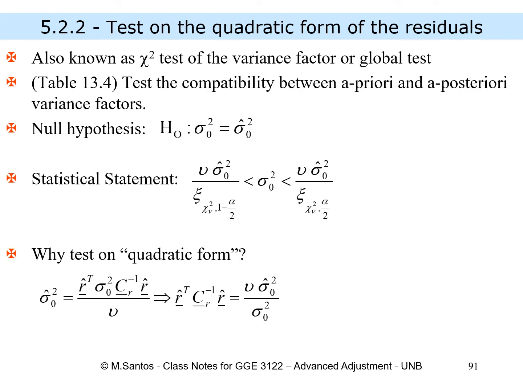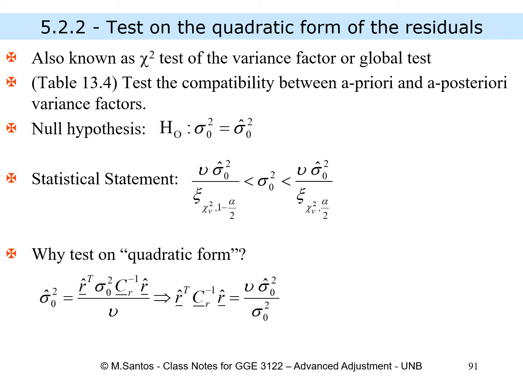Now let's talk about a more common test that is done. I would say it is heavily done. And it is a test that tells us a lot. The test on the quadratic form of the residuals, also known as the chi-square test of the variance factor, or also known as the global test.